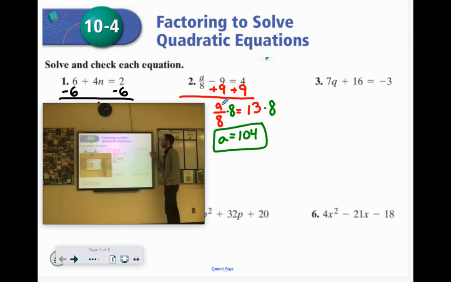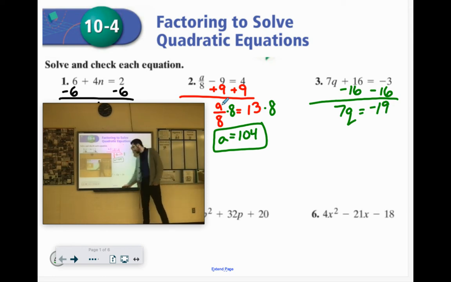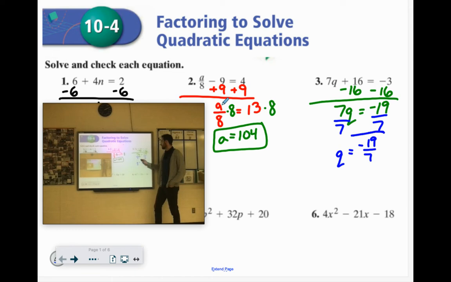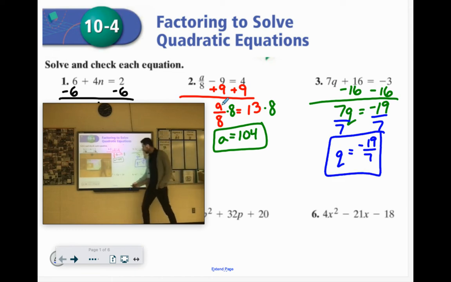Okay, 7q plus 16 equals negative 3. We'll get rid of the plus 16. We'll subtract the 16 there. 7q equals negative 3 minus 16 is negative 19. I don't want 7q, I just want q, so we'll divide by 7. Now 19 over 7, you can't simplify that anymore. I don't need the decimal, just leave it as a fraction. Negative 19 over 7. As long as it is simplified, you are good.